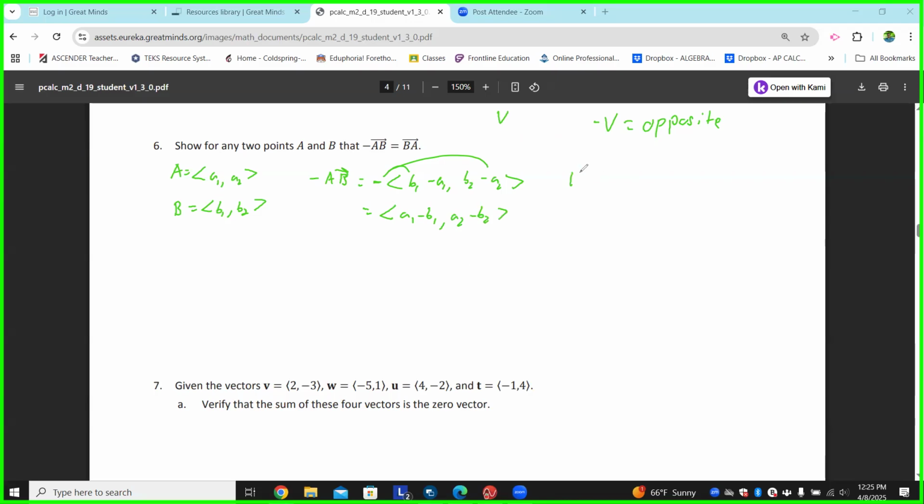Let's do the right side. If I do BA, this time A came second, so that's what I need to start with. So that would then be A1 minus B1 and A2 minus B2. So is this the same as this? Yes. So you just showed that for any 2 points, the opposite of AB would be the same thing if I rearrange the letters as BA. So now that's a fact that we know, and we can stick with it, and we don't have to show it again. You could have also plugged in numbers to show it as well, but this works out for every single case.